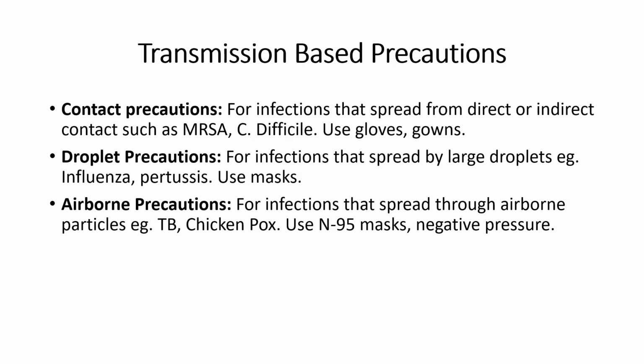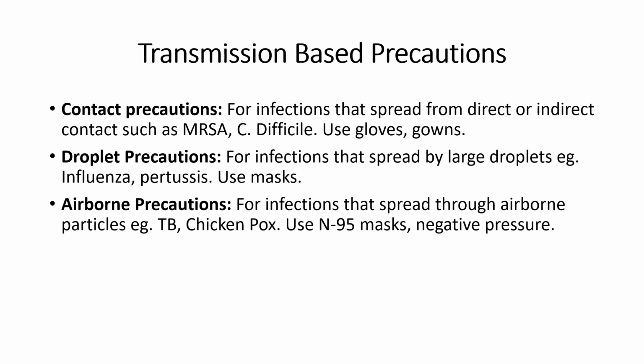Transmission-based precautions. Contact precautions are for infections that are spread by direct or indirect contact, such as MRSA or C. diff. In those cases, you have to wear gown and gloves. So always remember, glove and gown is for contact precautions. For droplet precautions, for infections that are spread by large droplets, you have to wear a mask. Examples are influenza and pertussis.